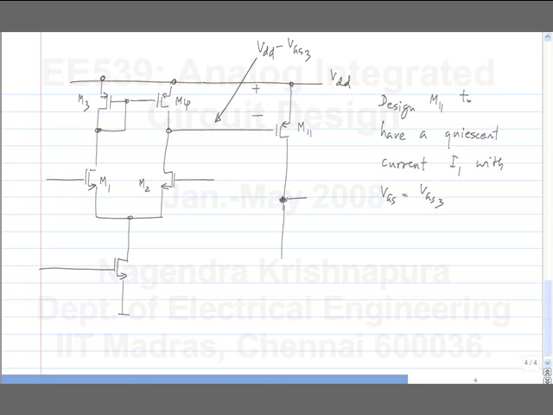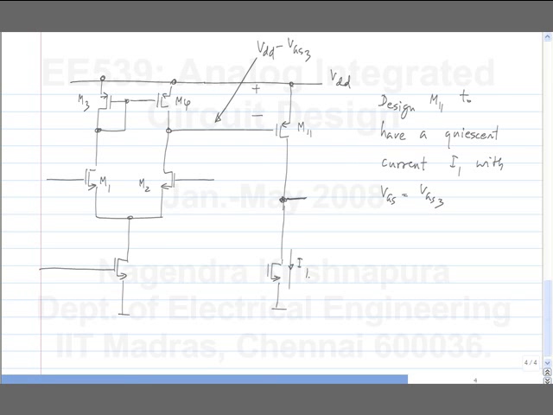Now, how do I get the signal out of this? M11 has a quiescent current I1, and it has some signal current that depends on the signal swing at the input. I want to get only the signal current out. What do I do? I just subtract the bias current. So I can have a current source of I1.